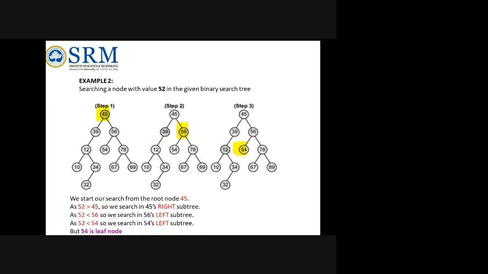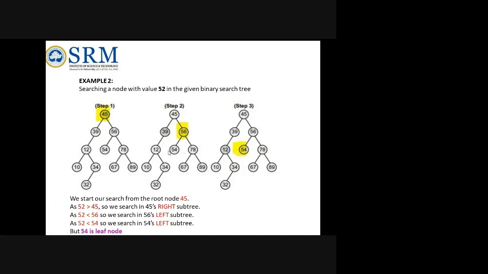That's all. Now, when you come for 52, you know that it is greater, so you have to come to the right side. It is searching in 56. Compared to 56, 52 is lesser, so it will come to the left side. When it comes to the left side, it sees that 54 is there.